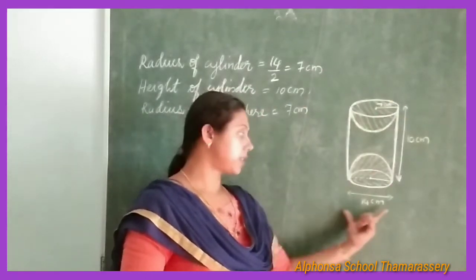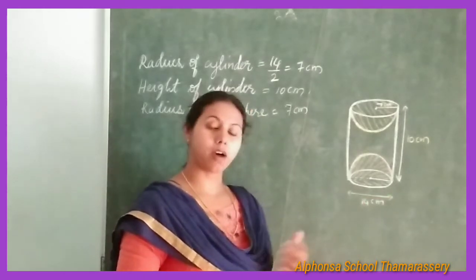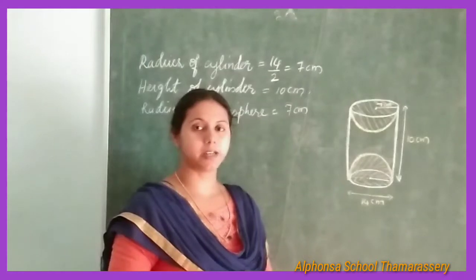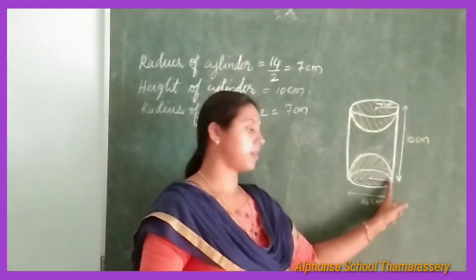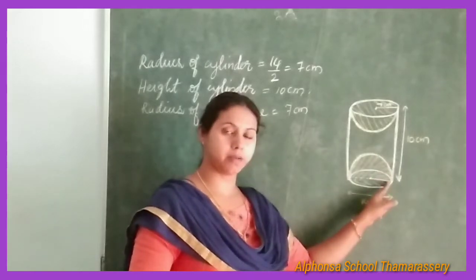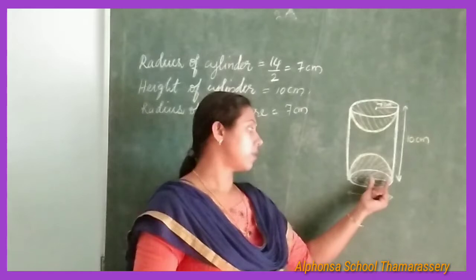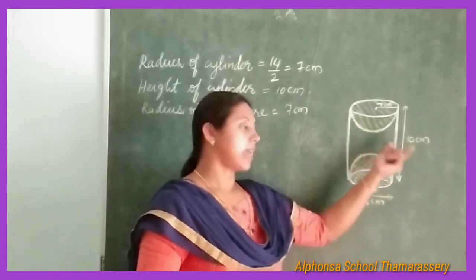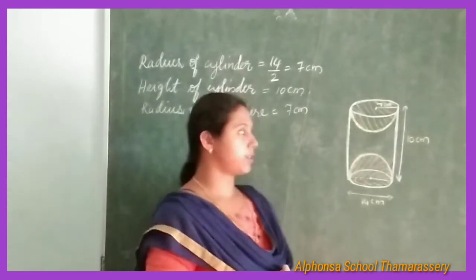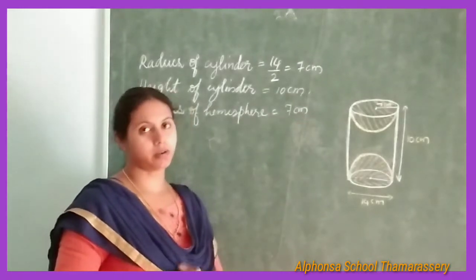And the diameter of the cylinder is given as 14 cm. Therefore the radius of the cylinder is half of that, that is 7 cm. This radius is the same as the radius of the hemisphere because both have the same base. So we know the radius and the height of the cylinder, and we want to find the total surface area of this solid.